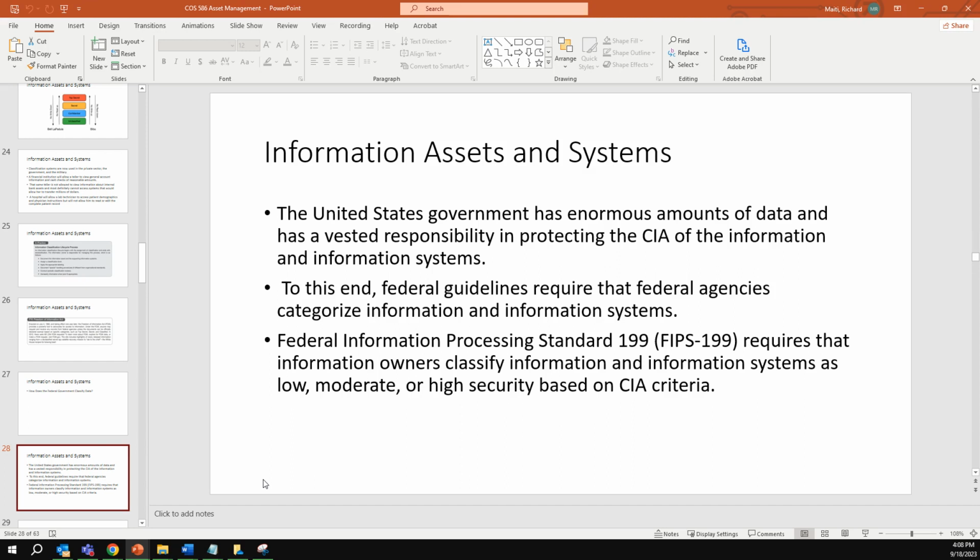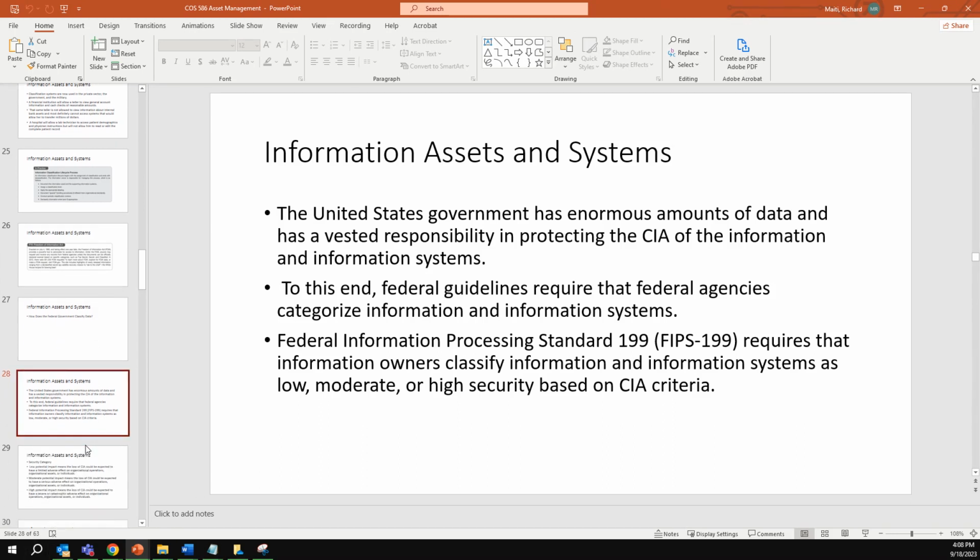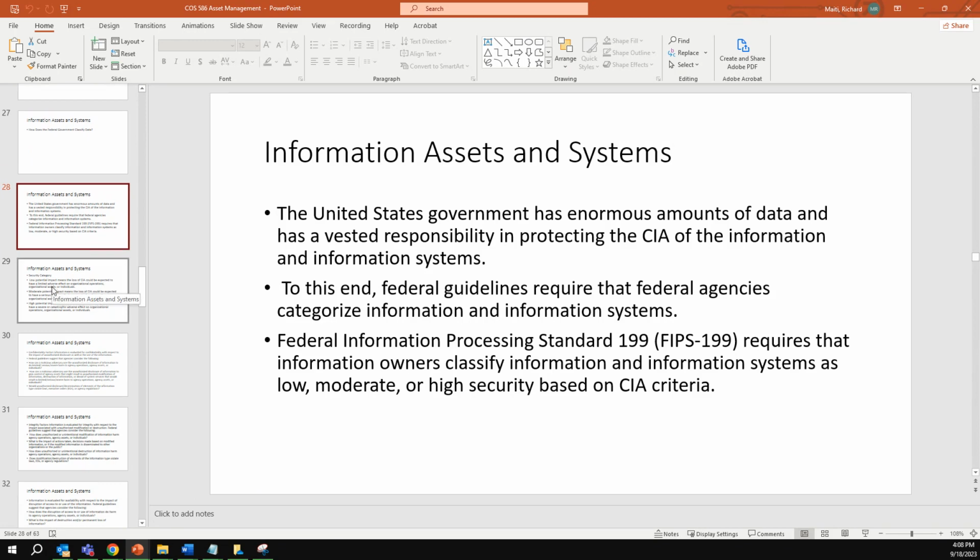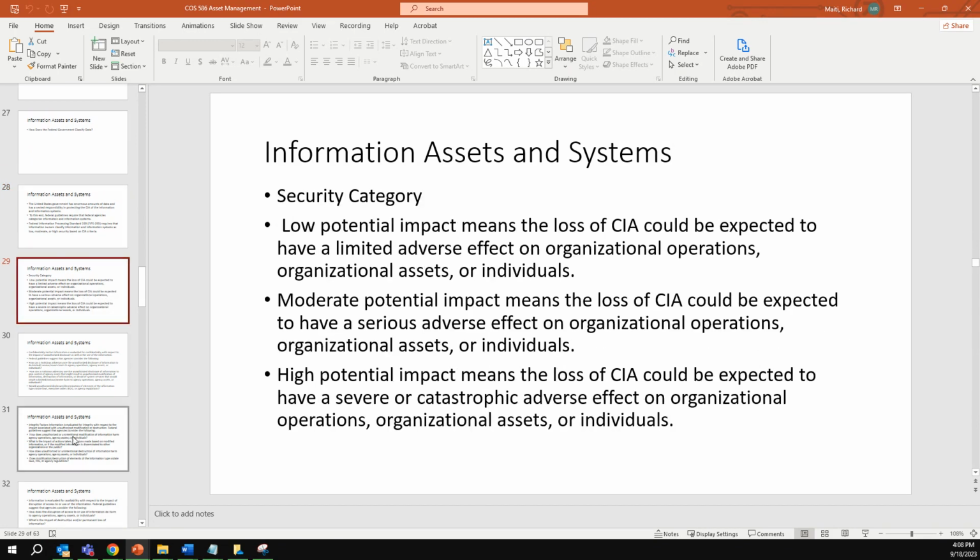FIPS 199 requires that the information owner classify the information system as low, moderate, or high. So there are different classification levels established here. You've got your low, moderate, and high potential impacts, what could happen. You can look over these, what consequences you could have, from limited to high adverse effects.